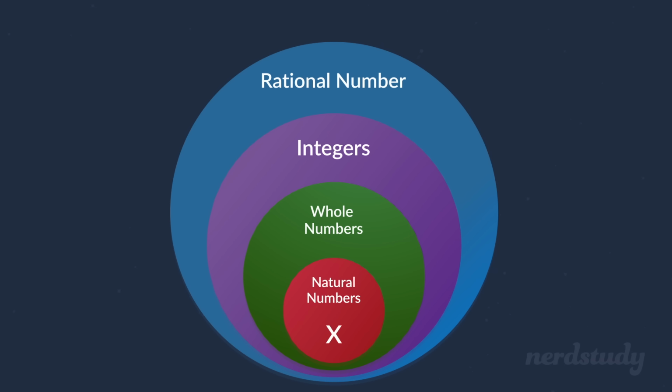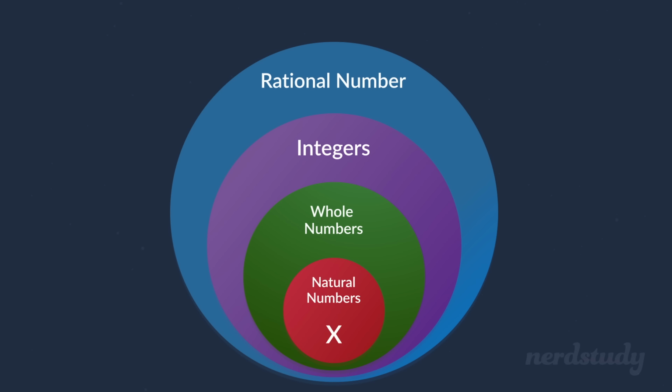So if I told you that I'm thinking of a number and that it is a natural number, can you assume that this number is also a rational number? Well, definitely. You can also assume that it's a whole number, since that's a bigger set. You can even assume that it's also an integer, since it's an even bigger set than that of a whole number. And finally, as we mentioned, you can also assume that it's a rational number, since rational numbers are a bigger set than the set of integers.